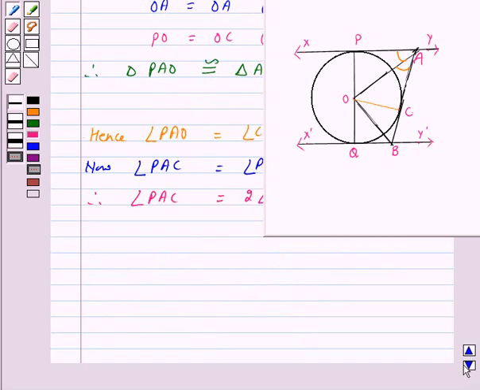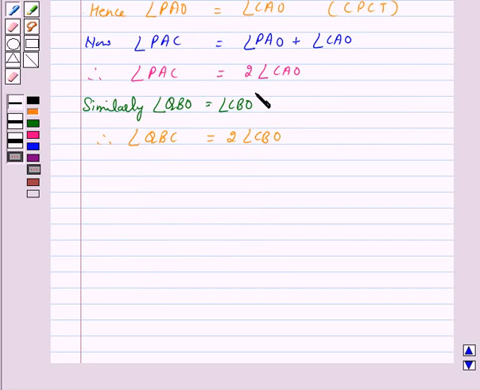Similarly, in triangle QOB and triangle BOC, we have angle QBO is equal to angle CBO. Therefore, angle QBC is equal to twice angle CBO. Now let us give this as number 1 and this as number 2.